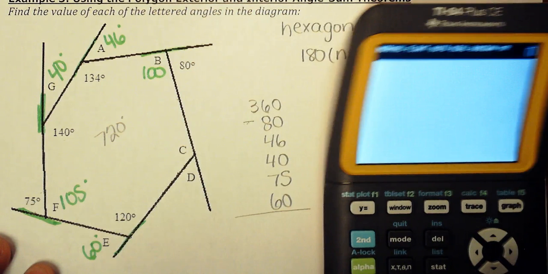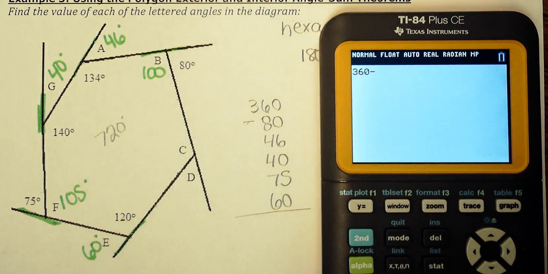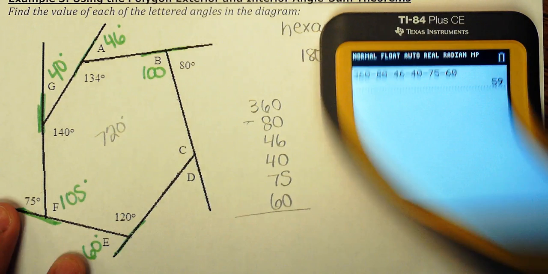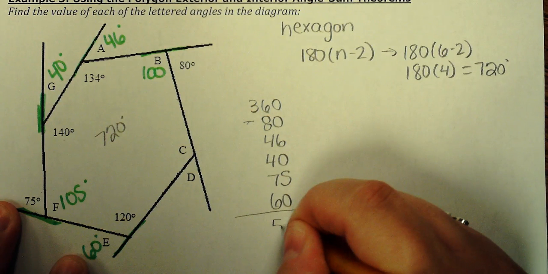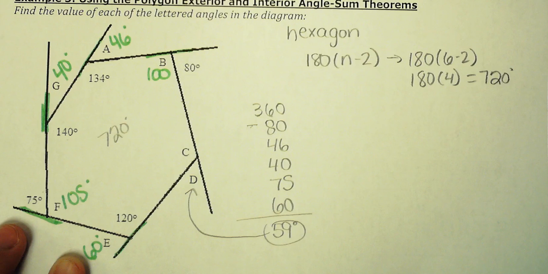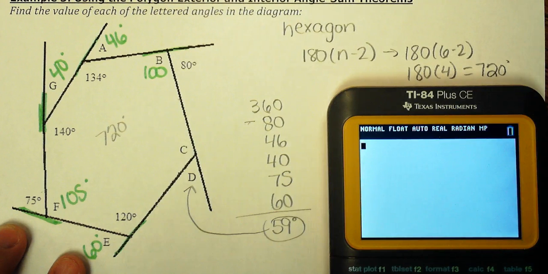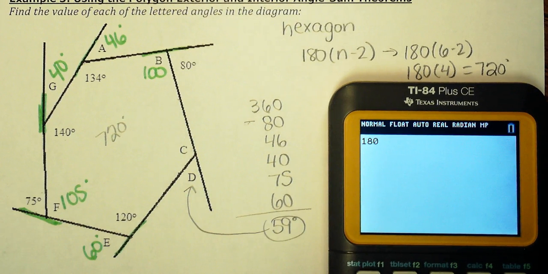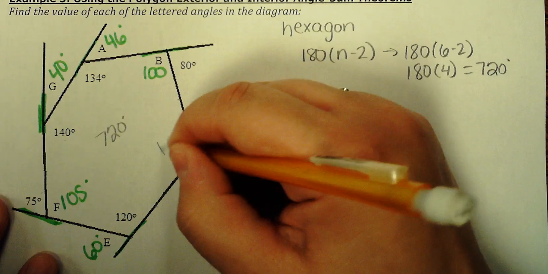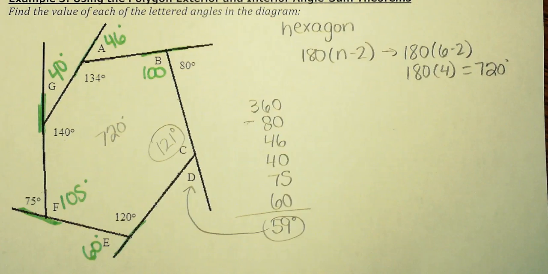So I'll just show you guys that on my screen real quick. So 360, I'm just subtracting each of the exterior angles that we can see around the figure. And that's going to leave us with 59. Alright, so that's angle D, and then if I want angle C, I can just do 180 minus 59, which is going to give us 121. And then we should have every single one of those lettered angles labeled.